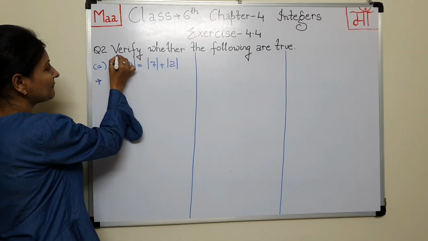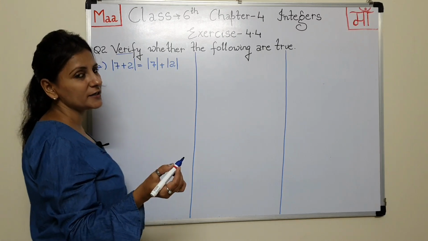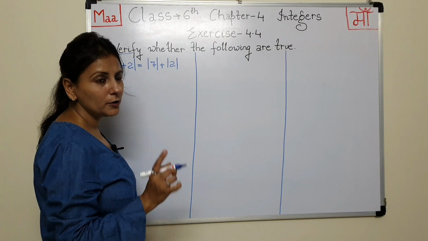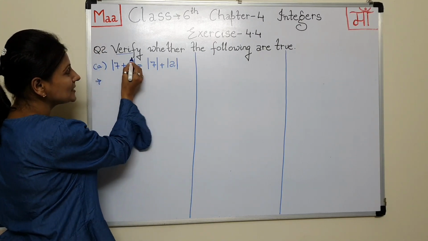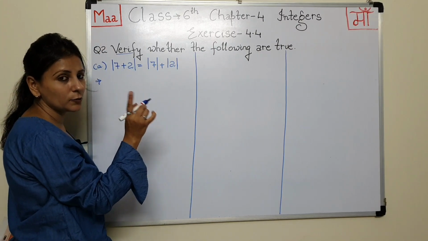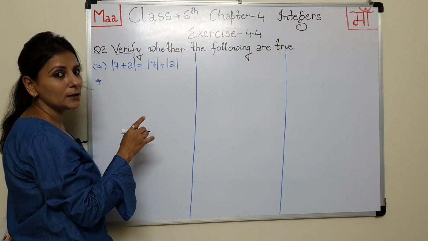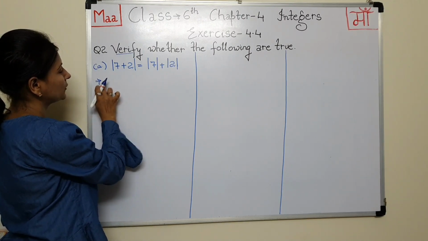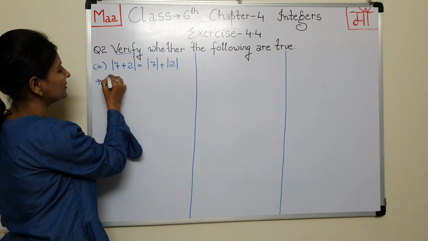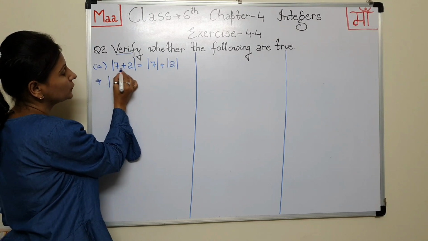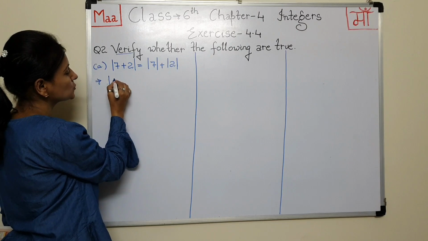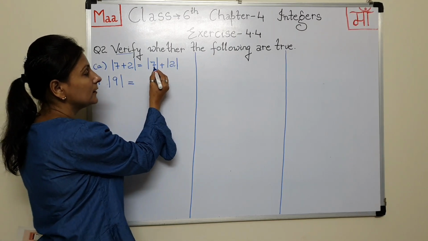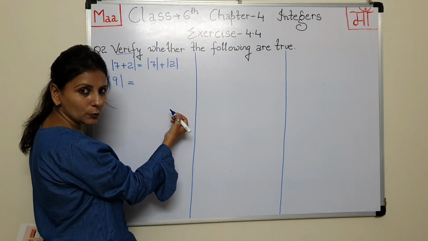Okay, whenever the word verify comes in the question, then you understand that we have to see that left hand side is equal to right hand side or not. So right now you can see the bars. First of all, if there is a sign between the bars, then you have to solve it inside the bars only. So right now firstly you will solve this 7 and 2 inside the bar. It is with plus sign. So 7 plus 2 will give you 9. So here you will write 9 and this side you have to directly take it outside the bar.